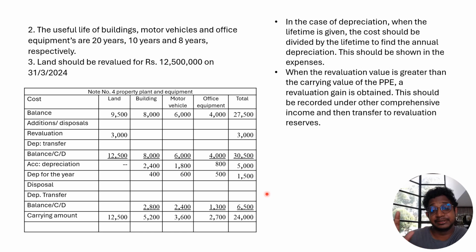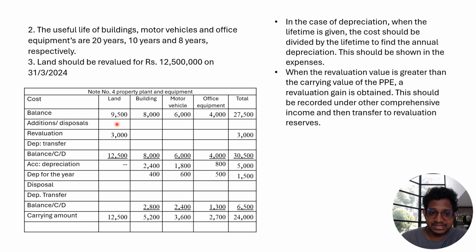And that depreciation you have to add to the opening accumulated depreciation in note number 4 like this. And third one, land should be revalued to 12,500 on 31st March 2024. So you purchased the land in the past for 9,500 and now the current market value is 12,500.